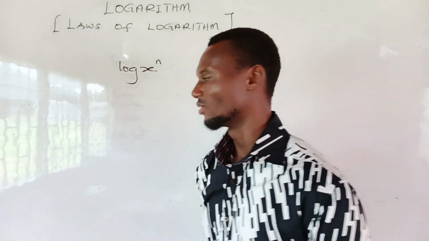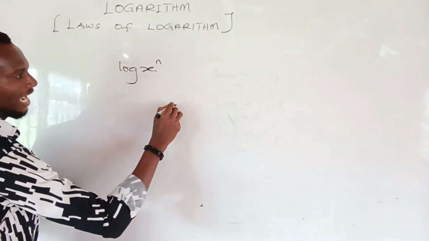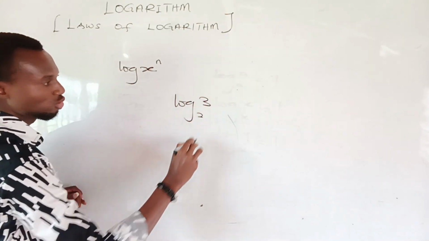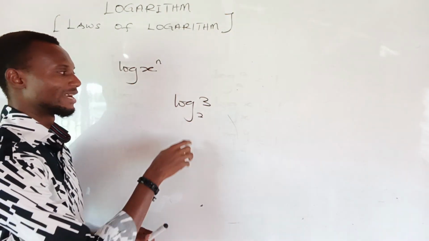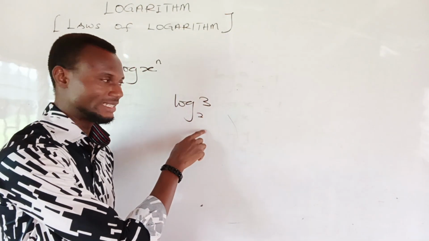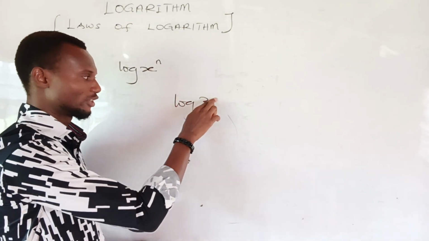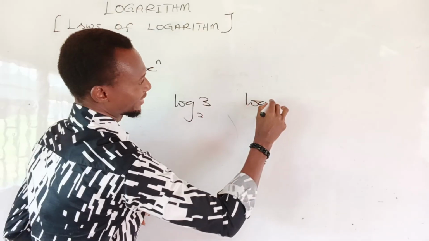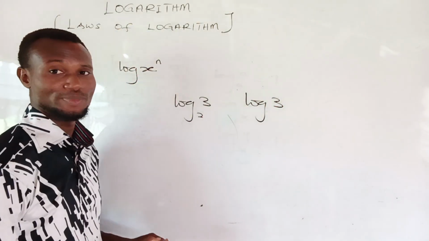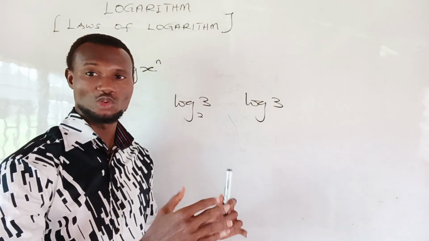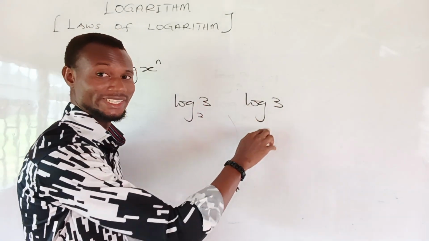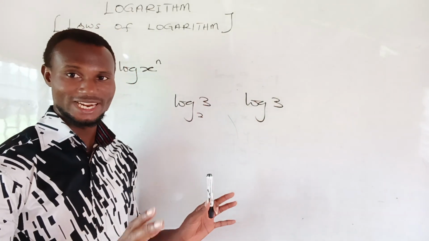Let's say I write log 3 to the base 2. Have you seen this one? I've specified the base. The base is 2. So log 3 to the base 2. But in case I write only log 3 without any specified base, it means that the base is always 10. Immediately you see that the base is not written, it means that the base is 10. You have to keep that in mind.